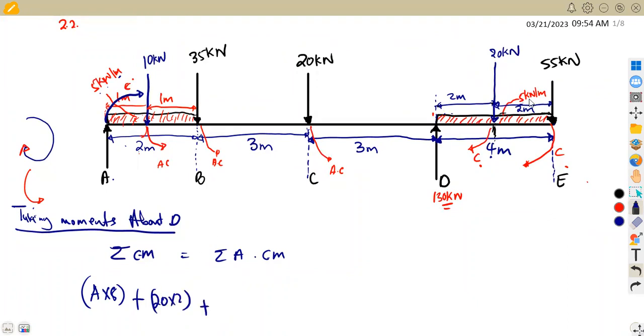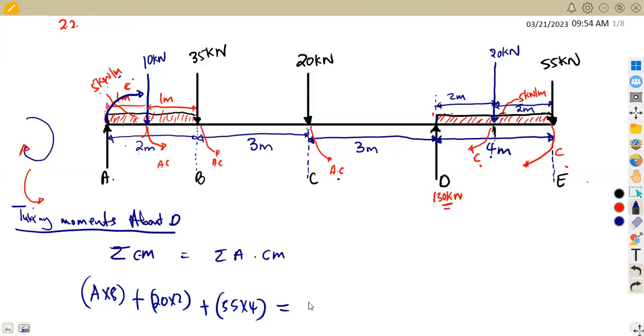Plus we still have another one, which is 55 back to D. Here we are referring to D. So it's 55 times 4. All right, which is equal to, we are done with the clockwise, move on to the anti-clockwise. So back to D, we are going to start with the first one here, the anti-clockwise, which is at 20. So 20 here, moving from A to D, that is 3 meters. So it's 20 times 3.